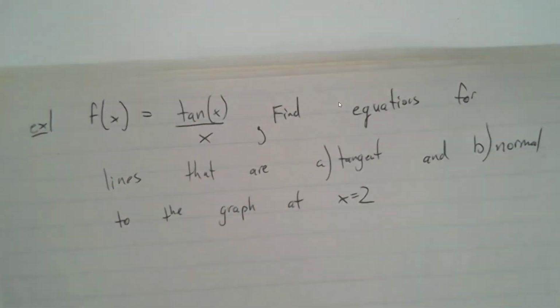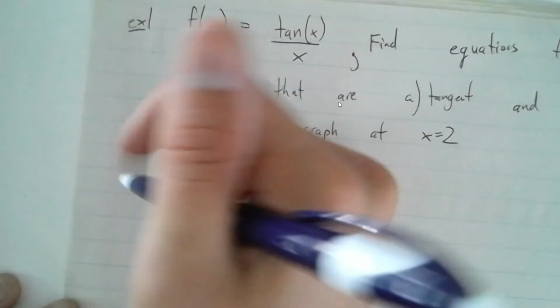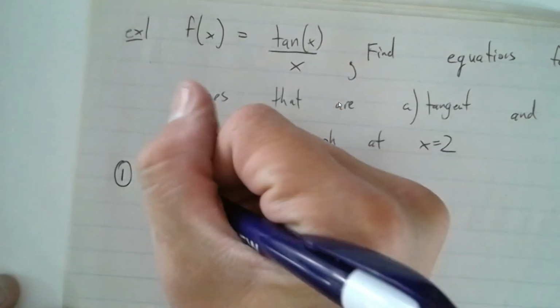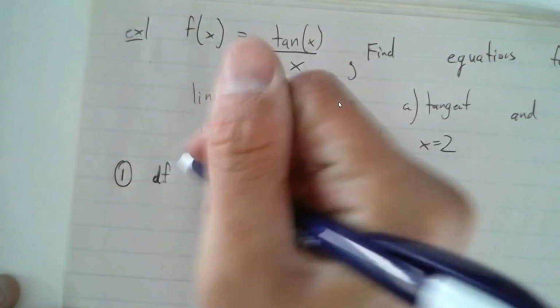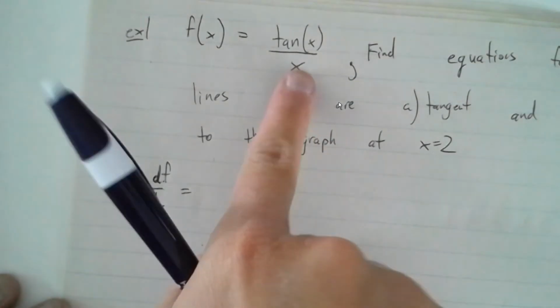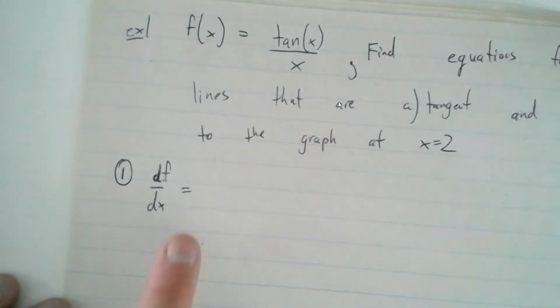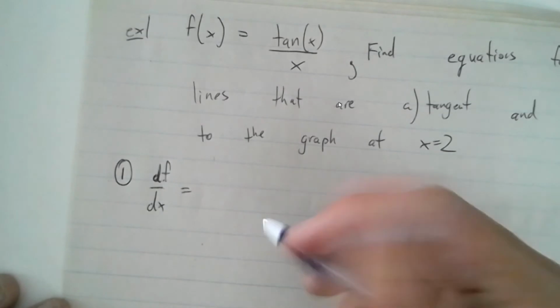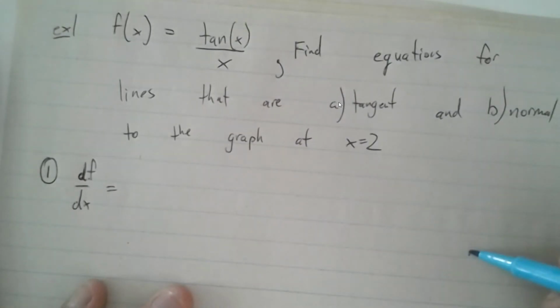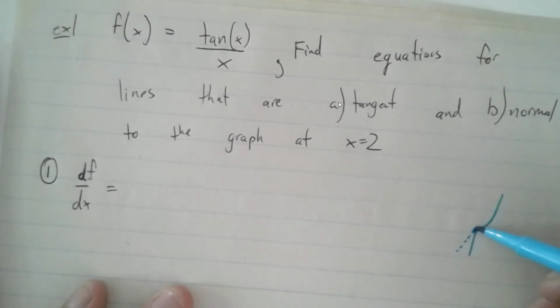Okay, so first things first, we need to find the slope. We need to find a general slope formula. So what I will do is take the derivative of f with respect to x. That means I have to take the derivative of that function, and that will give me the slope. I'm trying to find the equation for this dotted line right here. I need to find the slope of that, and it needs to match the slope of this curve.